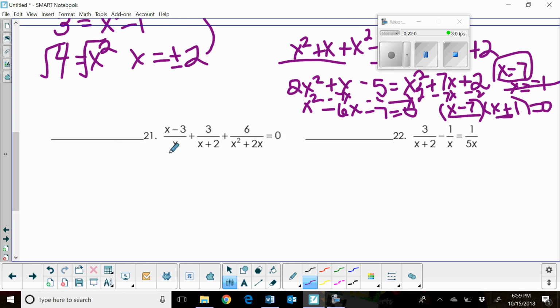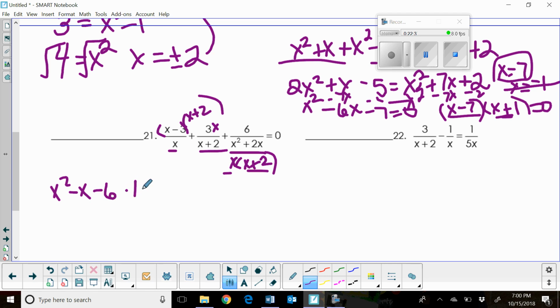Okay, next one up. We have to factor this denominator to x times x plus 2. Well, that makes it kind of nice because I already have both of those factors in the problem. Here's my x. Here's my x plus 2. So I need to multiply the first one by an x plus 2 because that's my missing factor. I need to multiply the second one just by x. And the third term has the whole denominator, both x and x plus 2. So the first one I'm going to have to FOIL. And I'm going to get x squared minus x minus 6 plus 3x from the second term plus 6 from the third one equals 0.